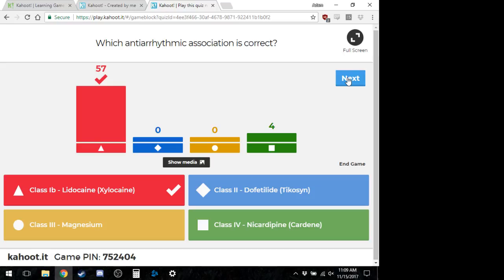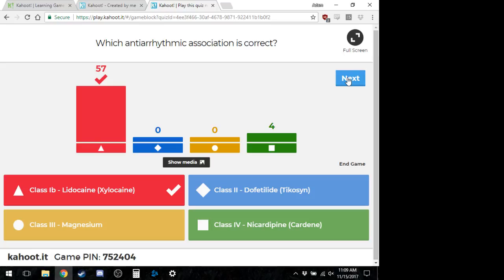So why is dofetilide not a class 2? What is it? The class 3. Dofetilide is a class 3 antiarrhythmic. It is a potassium channel blocker, right? That's the one that fits in the same category as what other drug? What's the primary class 3 you think of? Amiodarone, absolutely. So again, you have to think about QT prolongation. With this one, you have to be really careful with the electrolytes. Make sure you're monitoring their potassium and magnesium. If those go out of whack, your patients can develop another arrhythmia because of that.